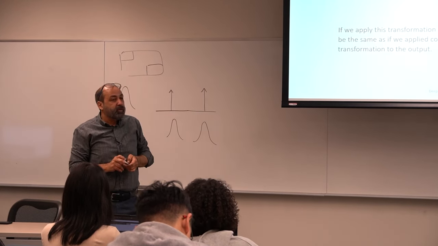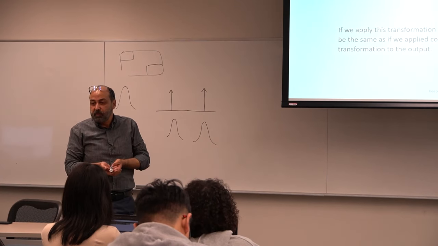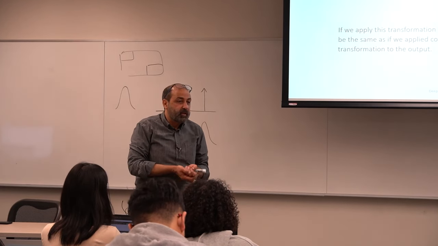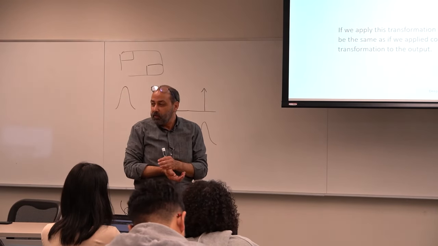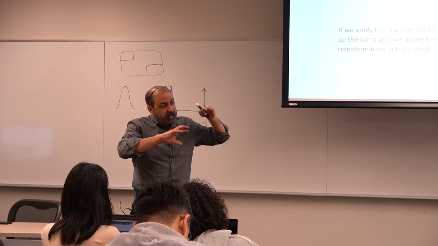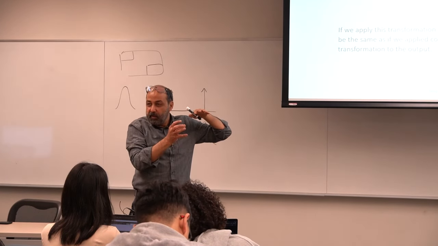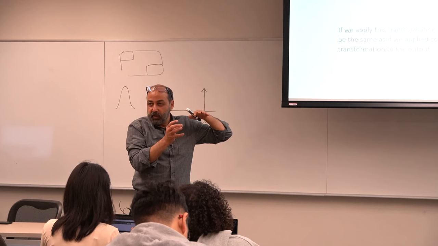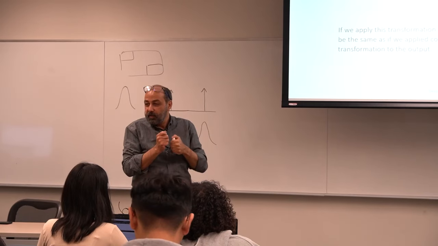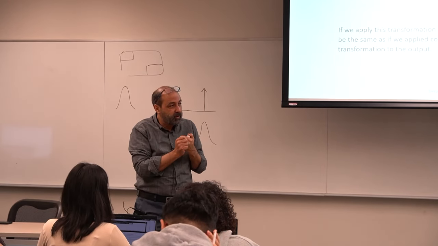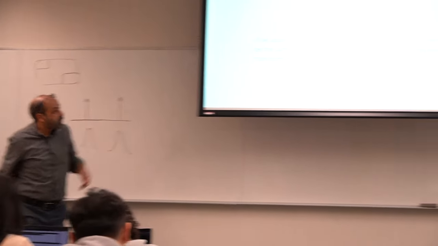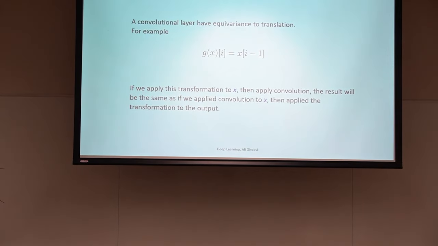But it's not equivariant to all transformations. It's equivariant to translation. It's not equivariant to rotation, shearing, scaling, or many different things. If you have the same features but rotated a little bit, you can't capture it through convolution. If you have the same feature but rescaled, you can't capture it through convolution. So this is an important property working for translation, but it doesn't work for all transformations.